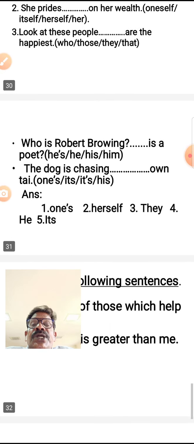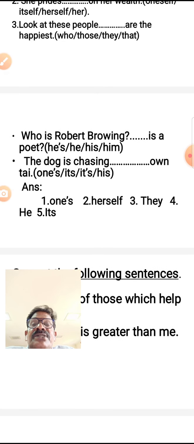Then next, who is Robert Browning dash is a poet: he's, his, he, or him. The dog is chasing dash own tail. Sorry, the L is not printed over here. The dog is chasing dash own tail: once, it's, it is, his. Right.